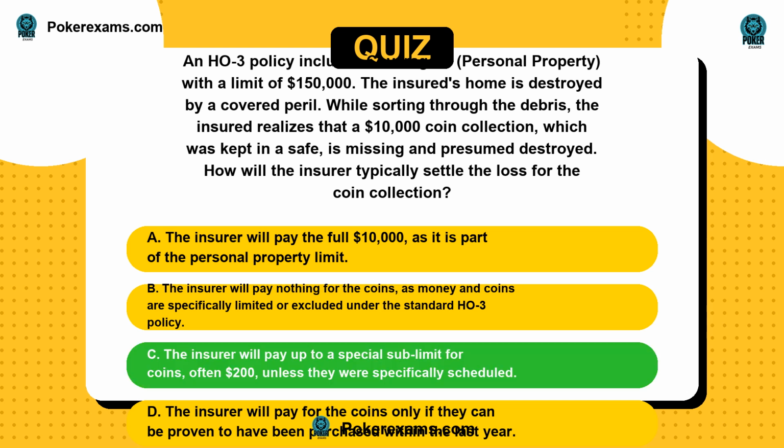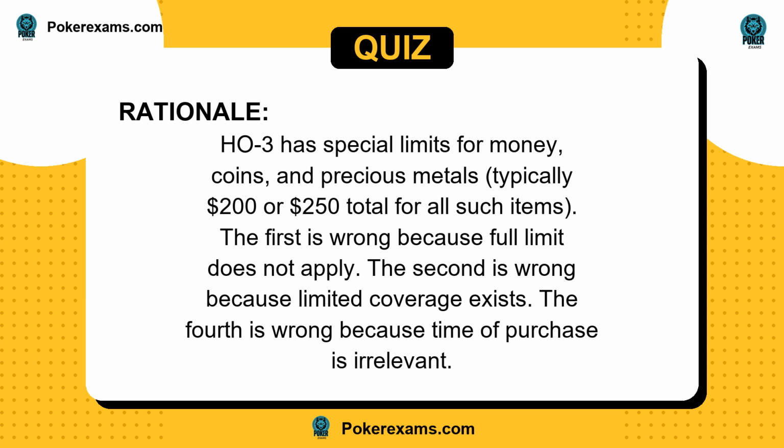The answer is C. HO3 has special limits for money, coins, and precious metals, typically $200 or $250 total for all such items. The first is wrong because the full limit does not apply. The second is wrong because limited coverage exists. The fourth is wrong because time of purchase is irrelevant.